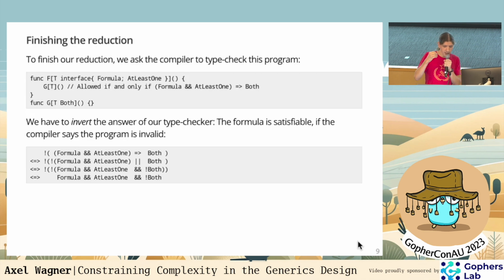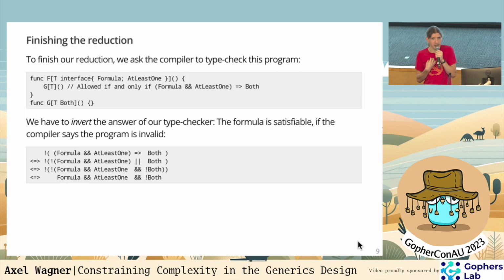If the compiler answers no to that, then by some, if you're a mathematician, trivial logical equivalencies, that turns out to be equivalent to formula being true, at least one being true, and both being not true. I acknowledge that this is maybe a bit technical for the general audience, but I will also publish a blog post with all the details, and you can sit down and look it up. But for now, just trust me, this transformation is sound. All right. And so with this, we finished our proof.